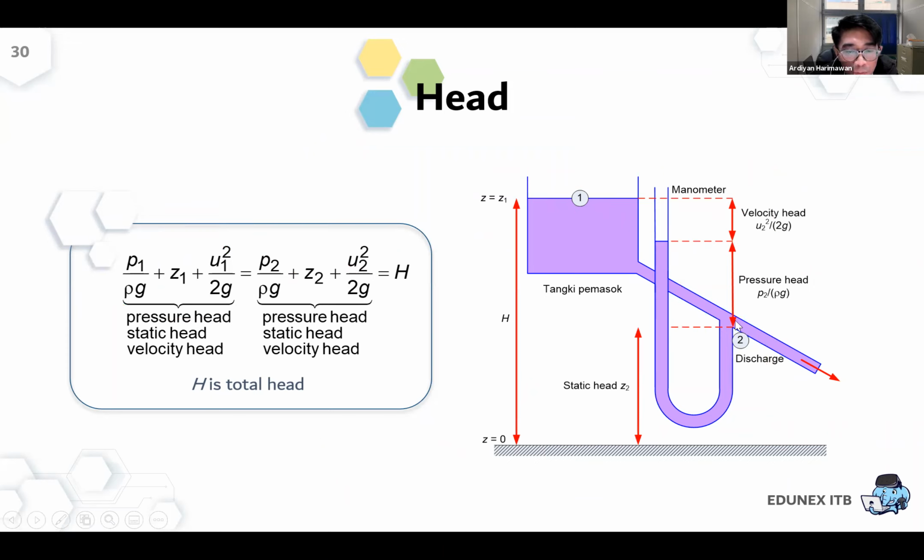If we move point 2 lower, let's say this is point 2, this is point 3, and then you move point 2 to point 4. Can you guess what will happen with the head of the water at point 3? Will the head be increasing, decreasing, or constant?